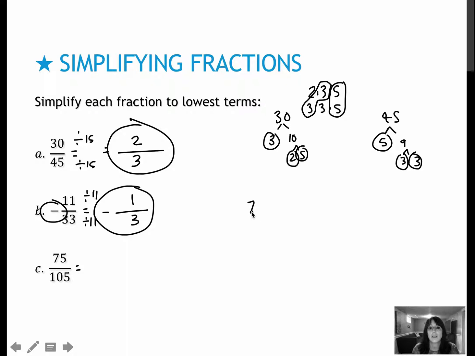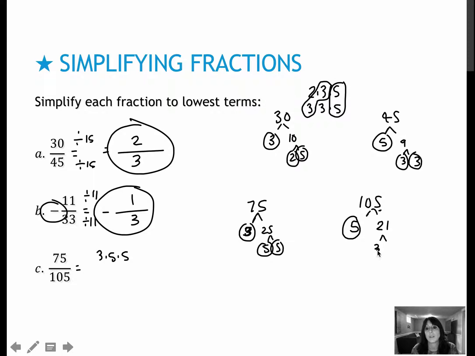And for my last one, again, not a bad idea to make a factor tree. This one, well, I would probably do 3 and 25, and then 25 is 5 and 5. For 105, if I make a factor tree, obviously 5 goes into it because it ends in a 5, and that would be 21. And 21 is 3 times 7. And so this is 3 times 5 times 7. My 3's cancel, my 5's cancel, and that gives me 5/7.